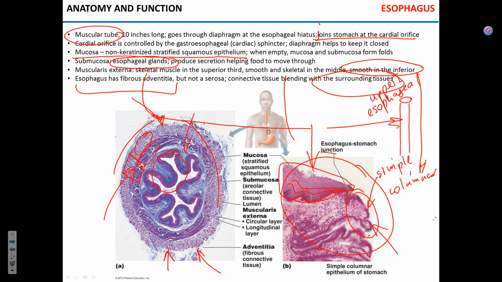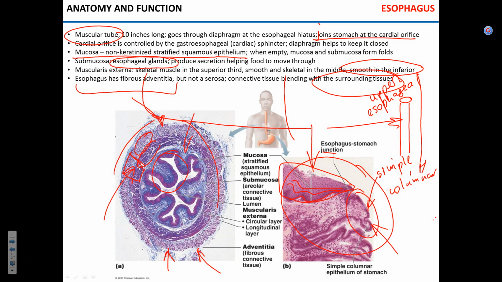Okay, so in a nutshell, the esophagus is responsible for propulsion, peristalsis. It has non-keratinized stratified squamous epithelium in the mucosa. It has some skeletal muscle on top and smooth in the middle. And it doesn't have serosa, it has adventitia. Any questions?